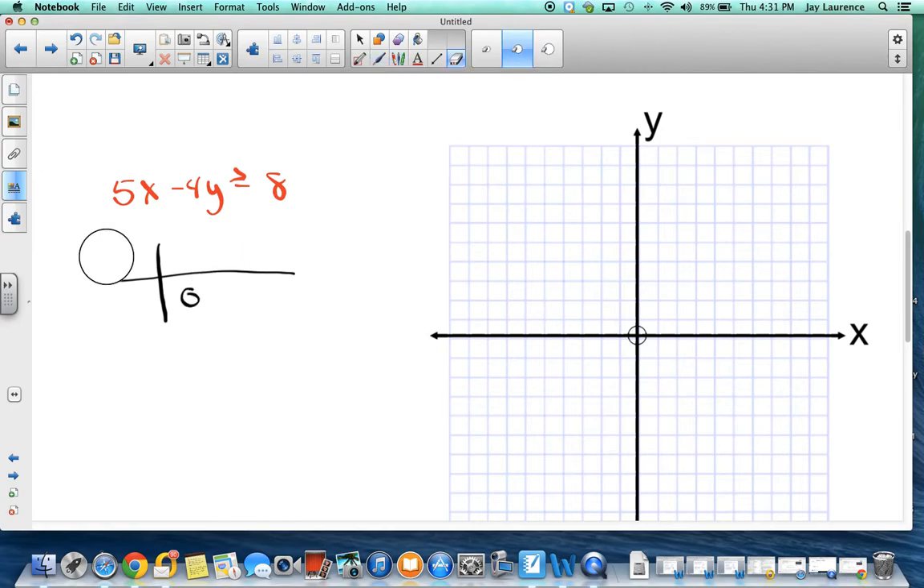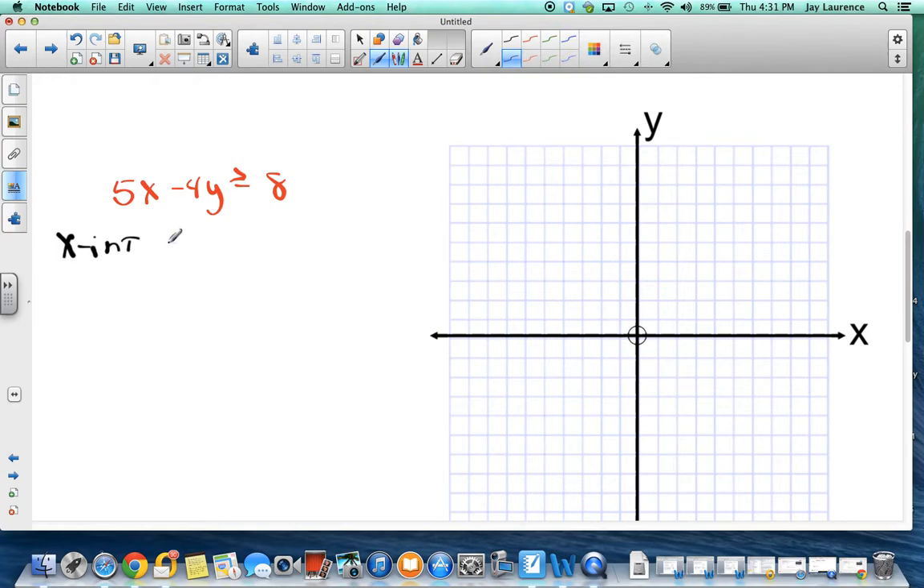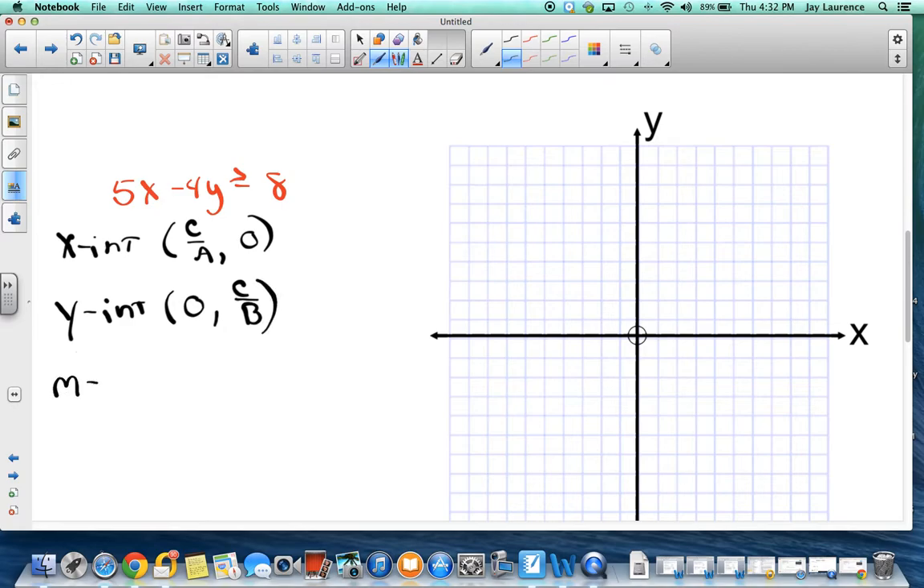Now I'm going to go ahead and do the standard form shortcuts. I know that the x-intercept can be found by doing c over a and then putting a 0 at the second coordinate. The y-intercept is going to be 0 and then c divided by b. Okay? The slope can be found by doing the negative of a over b. All right, now I'm not going to do all 3 of those because that would be overkill. In fact, I don't think I'm going to do the x-intercept in this problem because c isn't divisible by a evenly, so I'm just going to ignore that one.